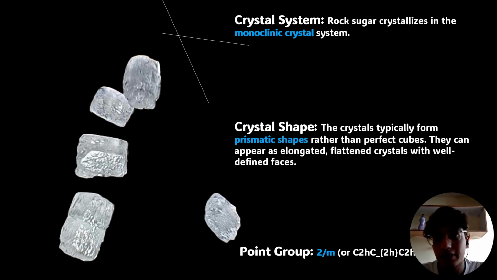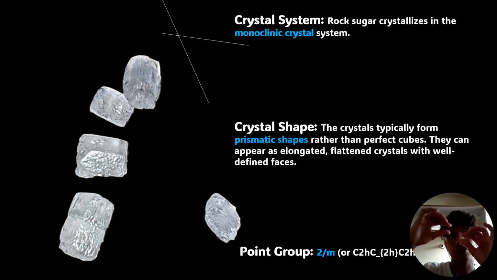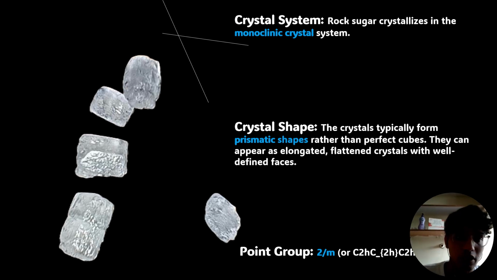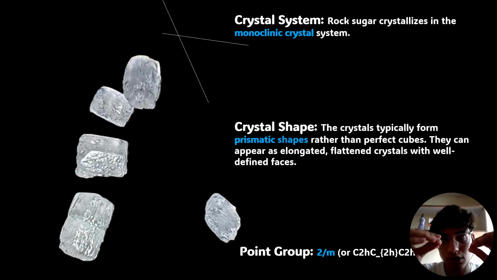To further talk about the point group 2/m, a monoclinic system generally has three angles, as I explained earlier. Two angles equal 90 degrees, and the third does not equal 90 degrees. It is stretched diagonally, so it's not 90 degrees, which is a monoclinic crystal system.